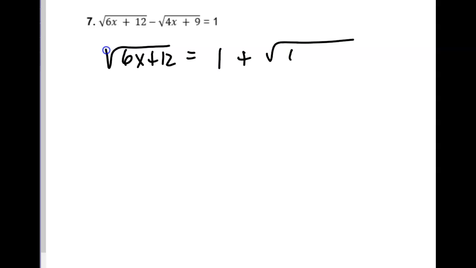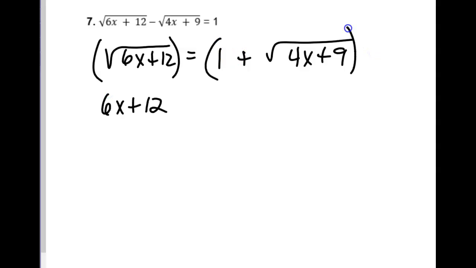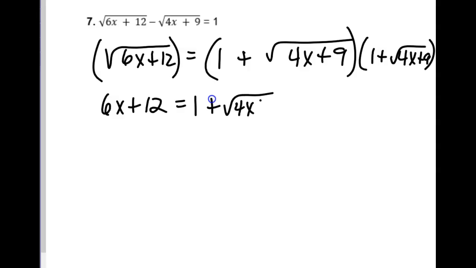All right. This is the miserable one, guys. Please, no. We're going to move one of them over to the other side. So we have square root of 6x plus 12 equals 1 plus the square root of 4x plus 9. What happens when we square the left side? We get 6x plus 12. The mess is when we square the right. Okay. 1 times 1 is 1. Square root of 4x plus 9 times 1 is one of those. Plus the other 1 times 1 is another one of those.